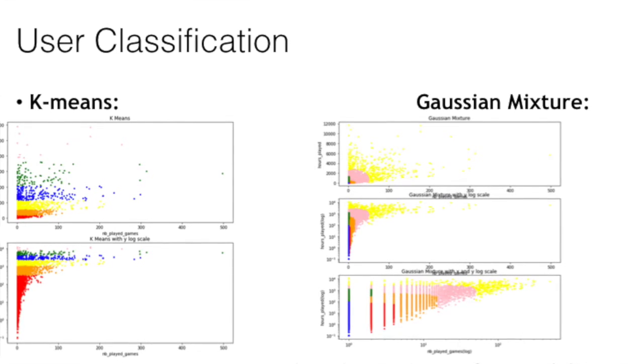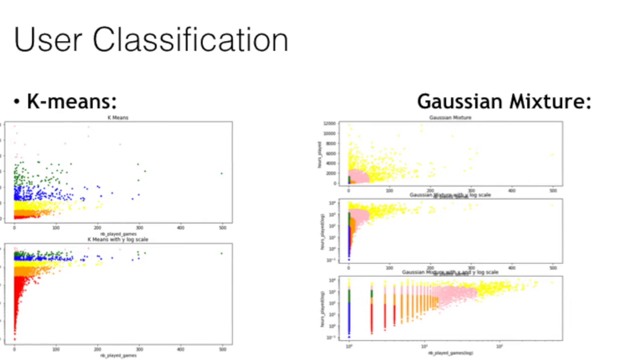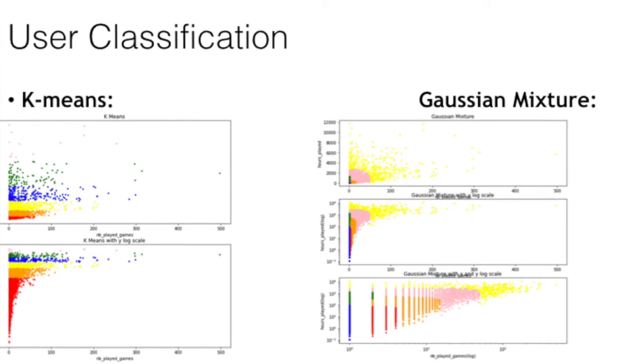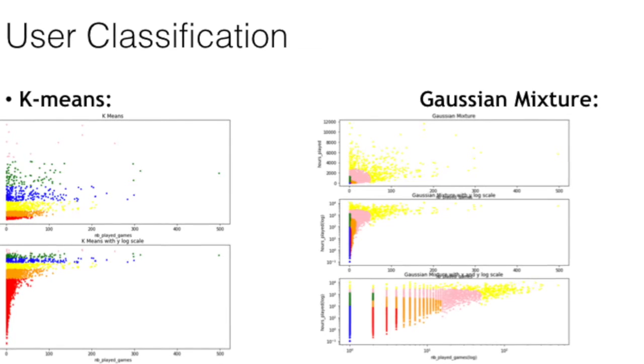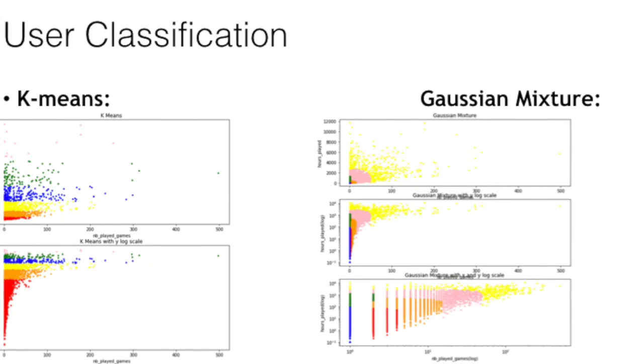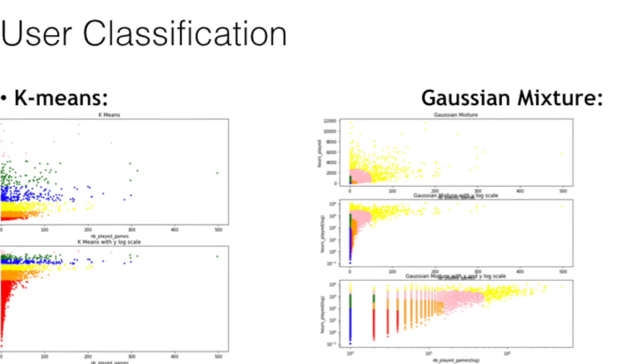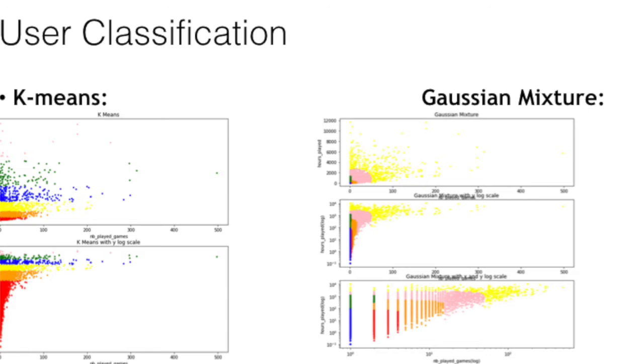From the Gaussian mixture result, we not only get 6 groups, but we can also separate the hardcore players, those who buy a few games but spend a lot of time on those specific games, and the playboy players, those who play a lot of games but whose total time spent is less.